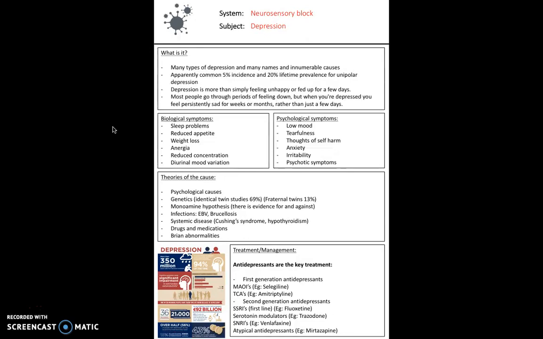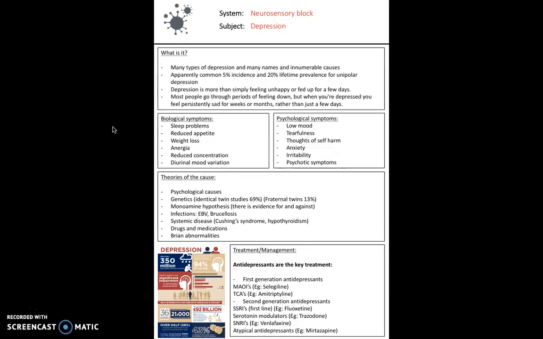Again, here we can define the symptoms by looking at either biological or psychological symptoms. Biological symptoms are those such as sleep problems, reduced appetite, and weight loss. Psychological symptoms are those such as low mood, tearfulness, thoughts of self-harm, anxiety, and irritability, which are probably slightly more noticeable to the people the sufferers are spending time with. Theories of the cause, theories being the key word here. There are quite a few different theories which you can explore for yourself, but more importantly, a lot of people believe it's due to psychological causes, things that happen to a person in their life, and how this can lead to almost a spiral of depression.